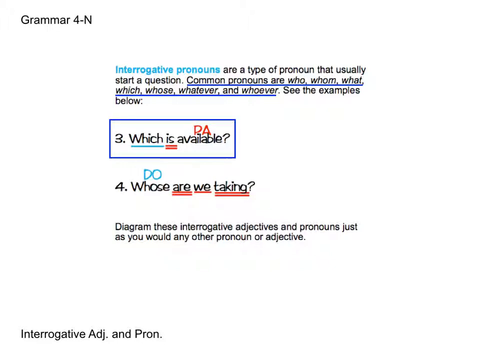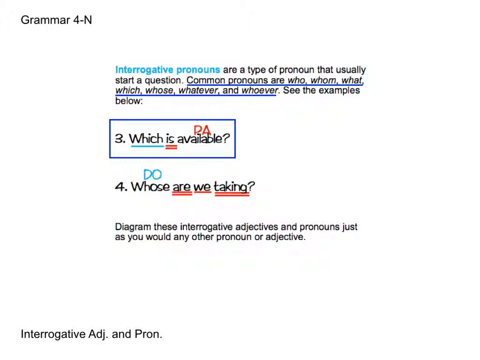Which is available? In this sentence, what I would suggest is first find your verb. Is is your verb. And then you have the two words which and available left. We know that available is not a noun. It's an adjective. That's our PA. Which is our subject. It's an interrogative pronoun. So this is where it gets tricky because normally you would think, well, it's a question. Maybe I can kind of switch it around and put it in statement format. But it already essentially is. We already have the whole subject, verb, extra information format to this sentence.